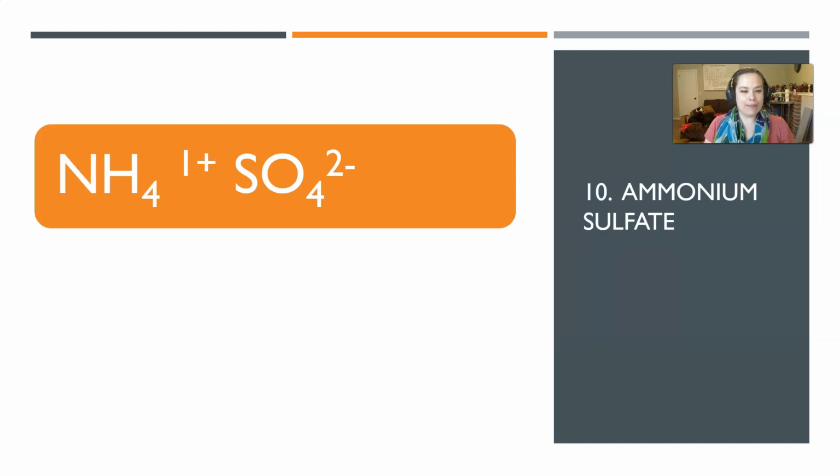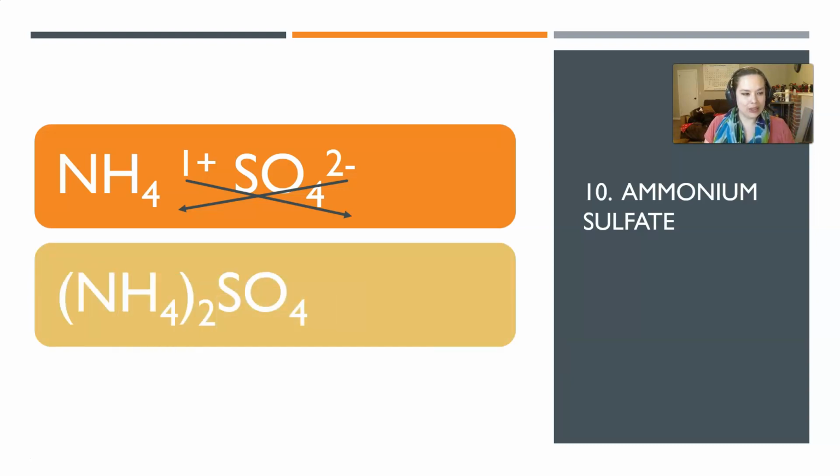Number 10 is ammonium sulfate. So the charge of ammonium is +1 and the charge of sulfate is 2-. So the numbers come across to be the subscript of the other species. When you're writing multiple polyatomics, you're going to write that subscript outside of parentheses, just like we saw in the last problem. So the answer for this one is going to be (NH4)2SO4.